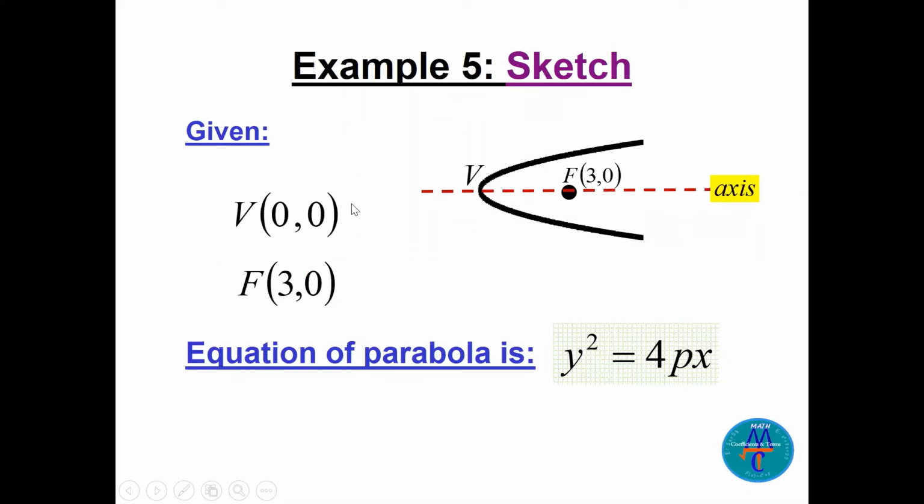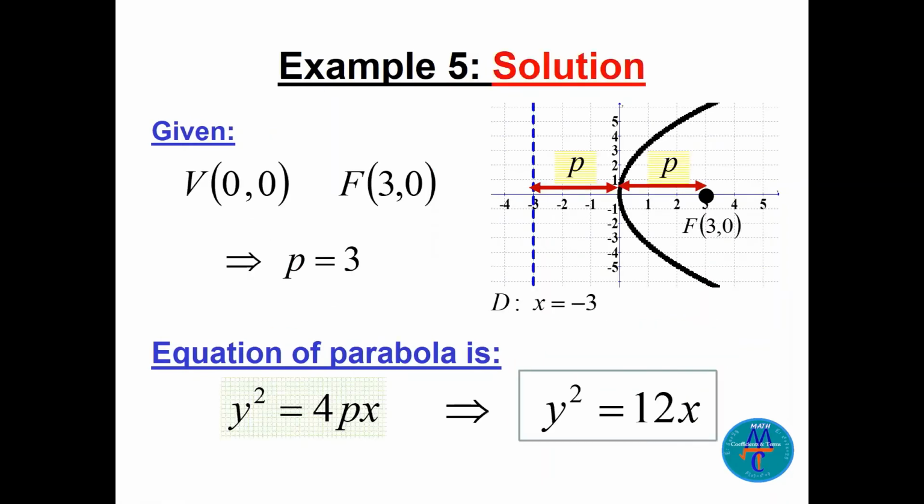So the vertex here is (0, 0). We know the focus is inside the parabola, so F would be (3, 0). This is the axis, so I know the equation I have to use is y squared equals 4px. So I start from there. I know also the distance between the focus and the vertex is p, so p will be 3, positive because it opens to the right, and the directrix here is x equals −3. So I can just write the equation directly. y squared will be 12x.